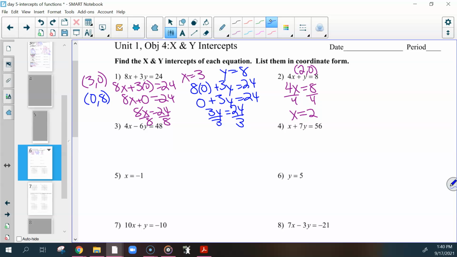In this case, we can do the same thing for y, except if I put 0 in for x, it becomes 0, it disappears. When I put these two equal to each other, there's nothing to solve because there's no number in front of y. So y is just 8.